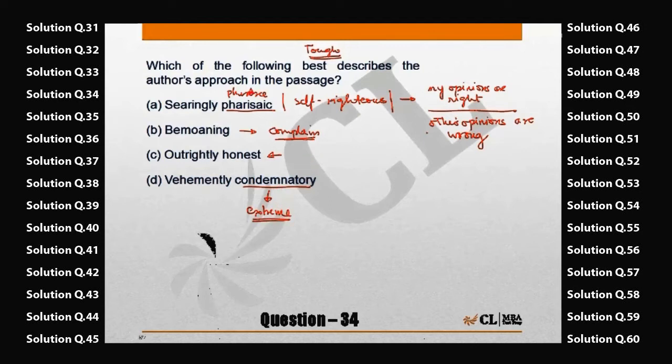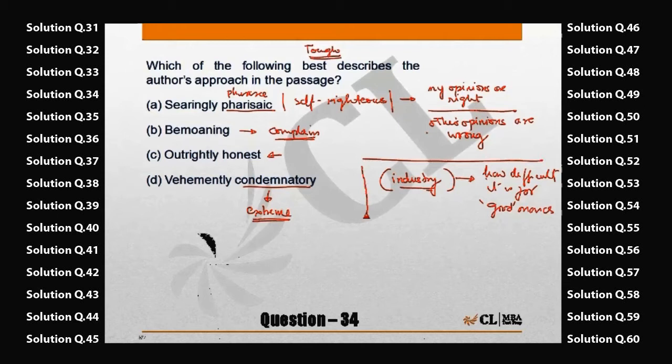So to answer this question, what is the purpose of the author? Why did he write this whole passage? Now we clearly see that the reason why the author wrote this passage is that it talks about how difficult it is for good movies to get onto the screen. So we want to look at an option which captures this sentiment.